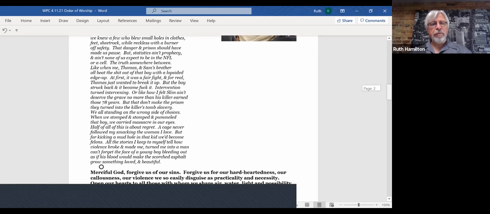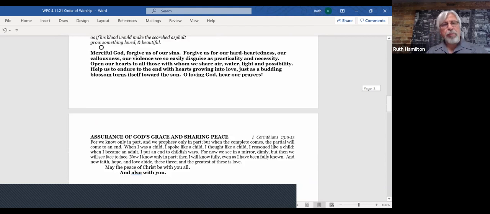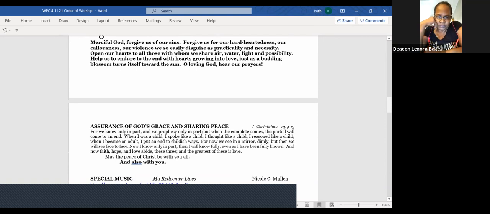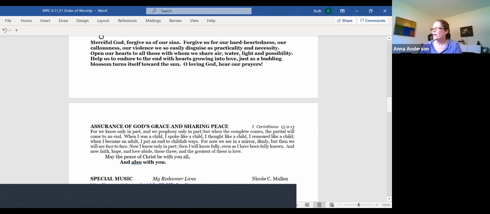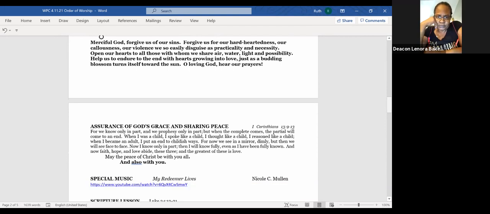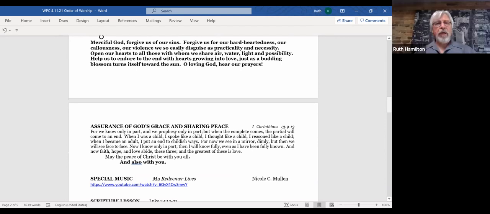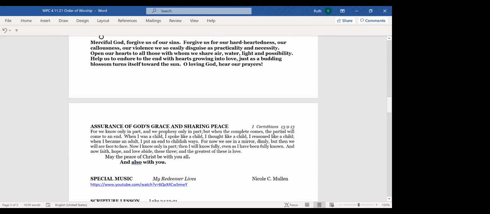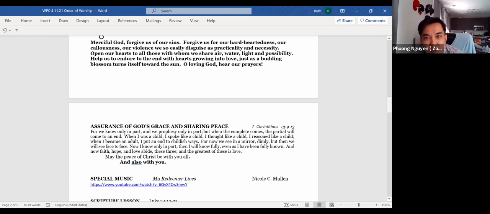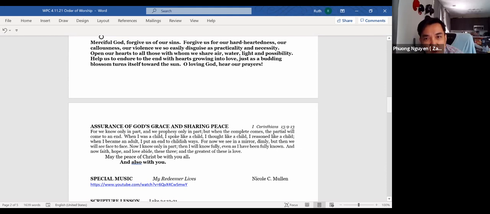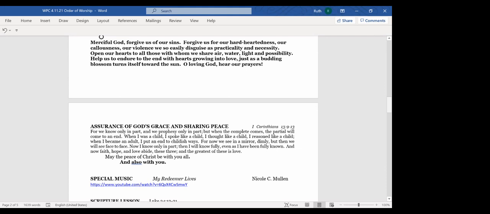Would you unmute yourselves as we pray together? Merciful God, forgive us our sins. Forgive us our hard-heartedness, our callousness, our violence we so easily disguise as practicality and necessity. Open our hearts, all those with whom we share air, water, light, and possibility. Help us toward the end, hearts growing into love, just as a budding blossom turns itself toward the sun. O loving God, hear our prayers.